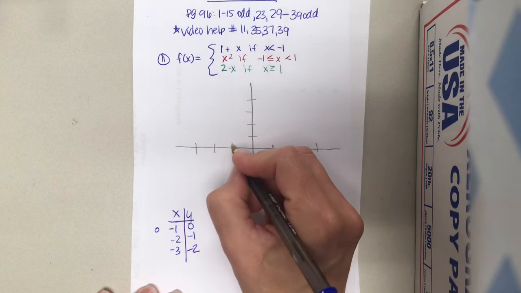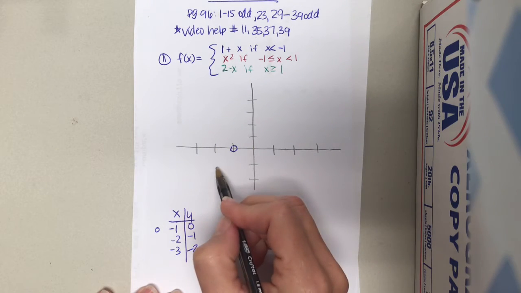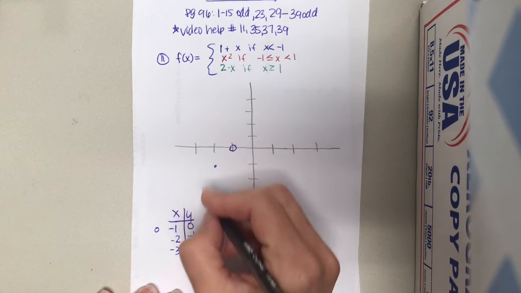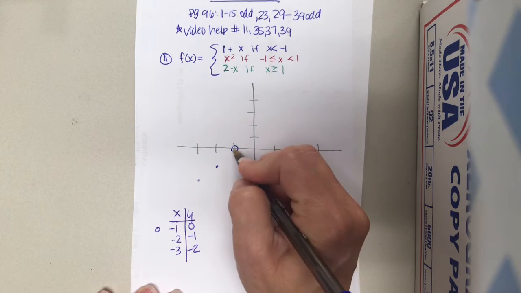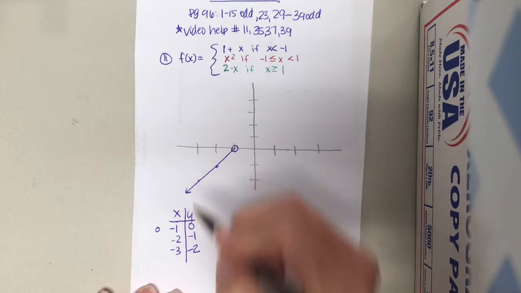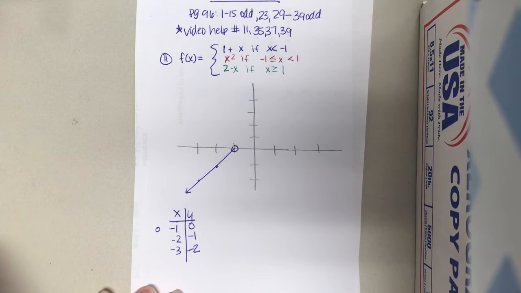So -1, 0 is my open circle. -2, -1, this is just a line. And -3, -2. And then this continues on forever, so I'm going to draw that arrow. So there's that partial line.